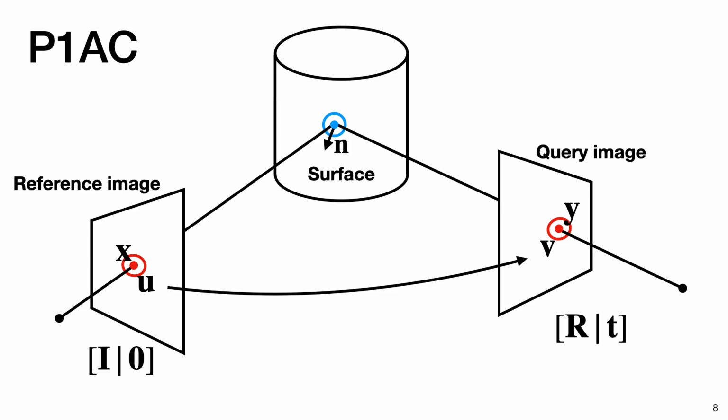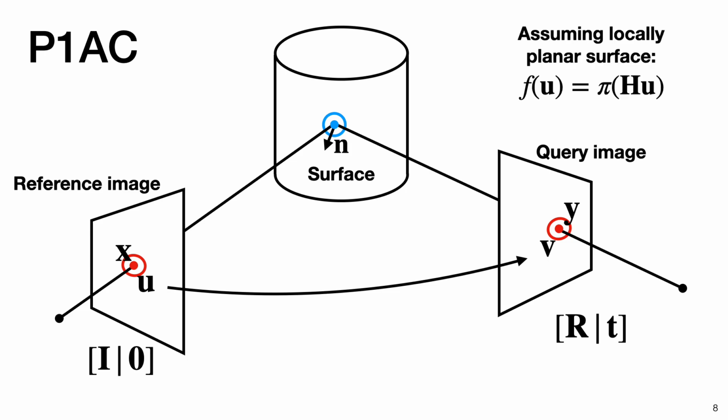To derive the P1AC constraints, we assume that the surface is locally planar and model the transformation from the reference image to the query image using homography. We analytically derive the Jacobian of this transformation, which is equal to the 2x2 affine matrix from the AC.